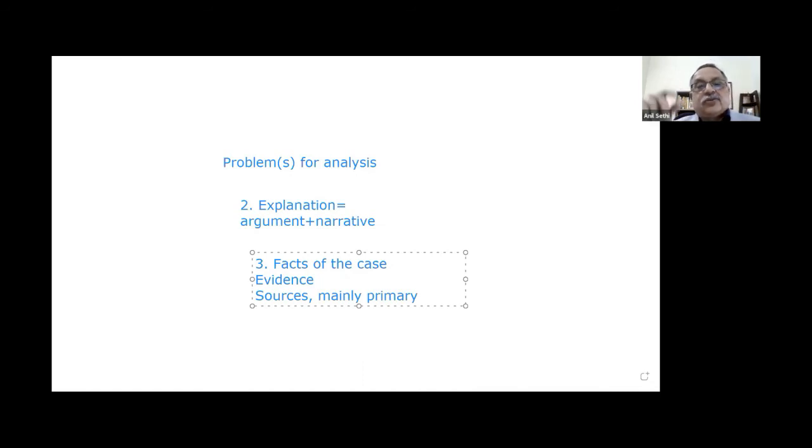ऐसा हो रहा है. तो देखिए, आपने एक प्रॉब्लम ली एनालिसिस के लिए, उस प्रॉब्लम के साथ आप जूझते हुए आपने एक एक्सप्लेनेशन बनाया. वो एक्सप्लेनेशन आर्गुमेंट और नैरेटिव उसमें दोनों है, दोनों का पक्ष उसमें होगा ही होगा. ये दो चीजें जो आपस में गुथी हुई हैं, ये कुछ फैक्ट्स से निकली हैं, और फैक्ट्स एविडेंस से निकले हैं, और एविडेंस सोर्सेस से निकला है. सो ये जो लिंक है, ये बहुत ही अति आवश्यक है मेरे हिसाब से.